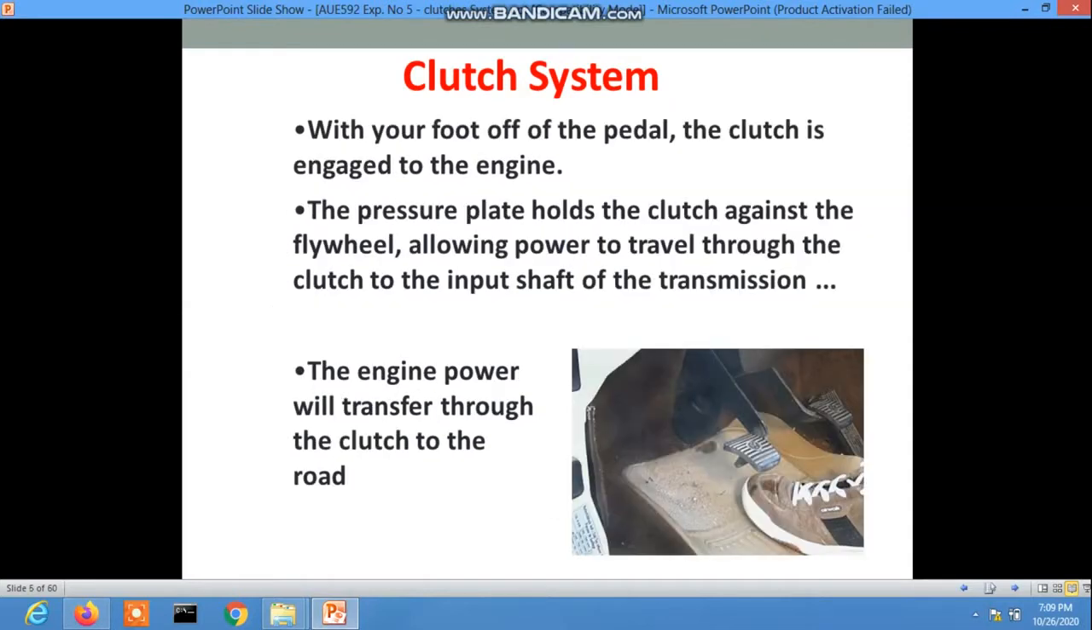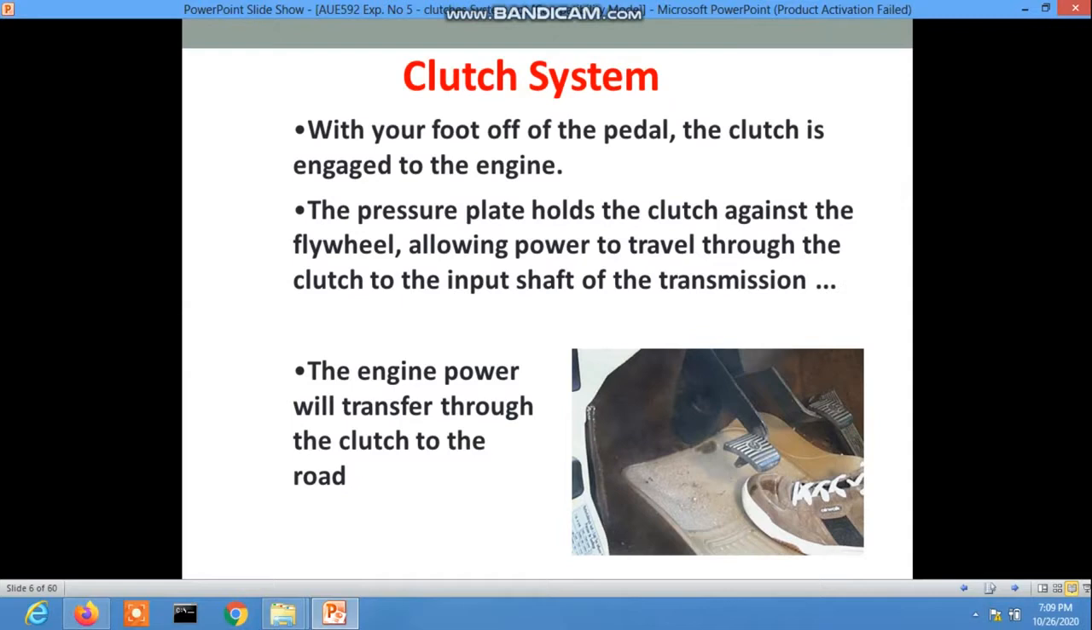With our foot off of the pedal, the clutch is engaged to the engine. The pressure plate holds the clutch against the flywheel, allowing the power to travel through the clutch to the input shaft of the transmission. The engine power will transfer through the clutch to the road.